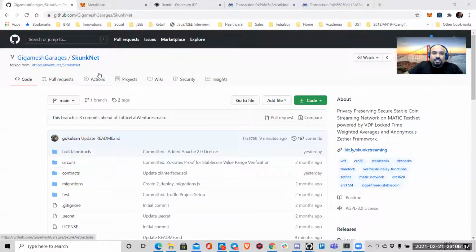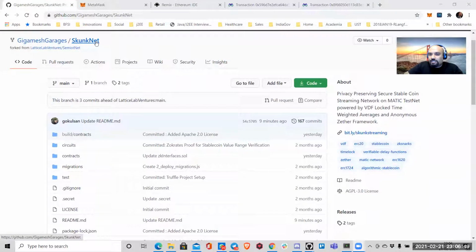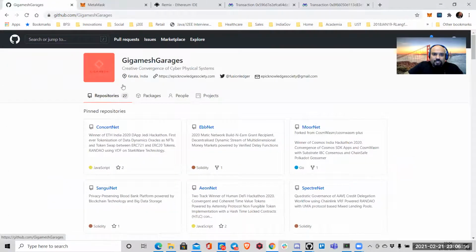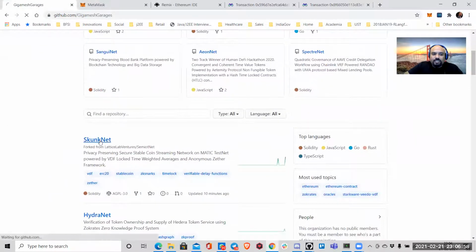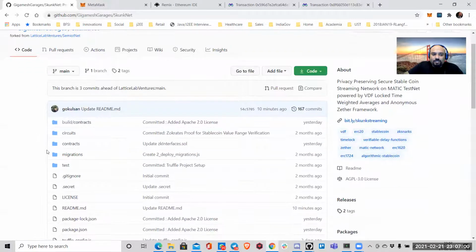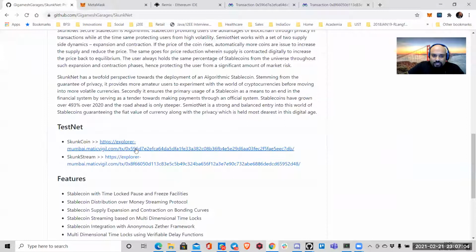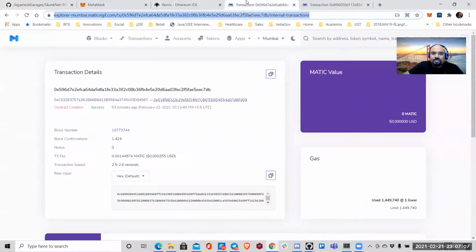As you can see, this is the repo. SkunkNet is the name of this stablecoin that we have created. You can find this in our Gigamesh Garages repo. This is SkunkNet, and the contracts are deployed into the Matic test network. As you can see, these are the contracts. This is the stablecoin contract, and this is a money streaming contract. So this is like a secure stablecoin streaming network.